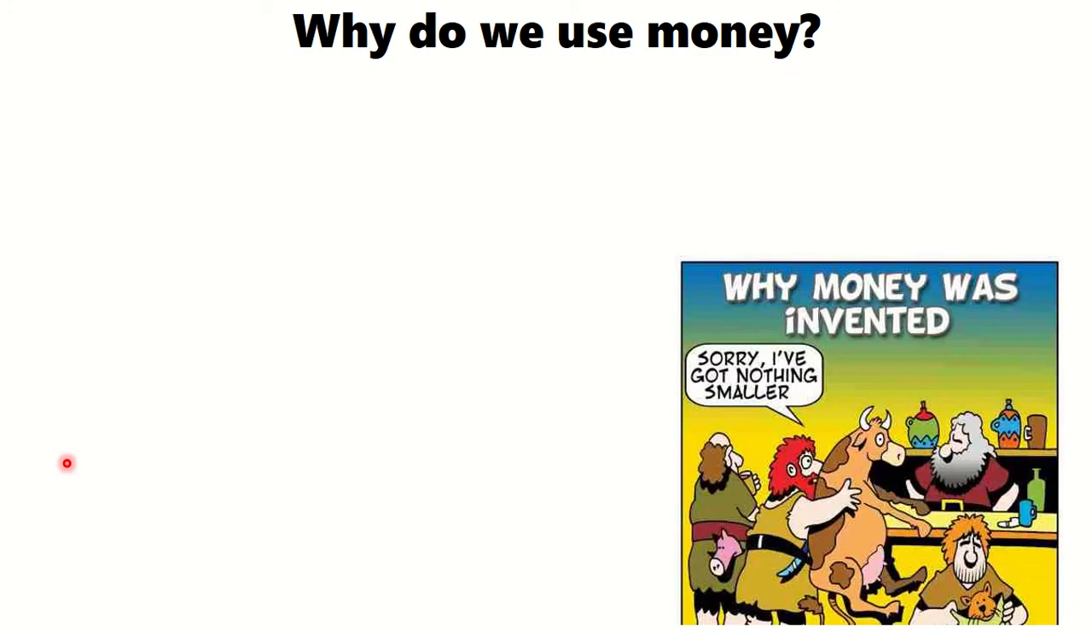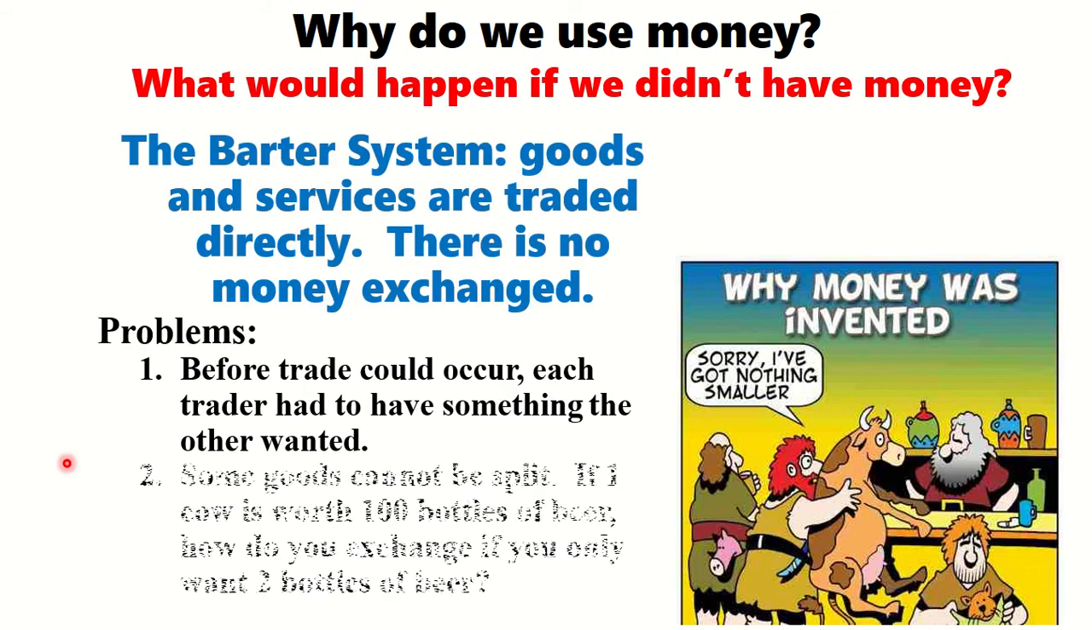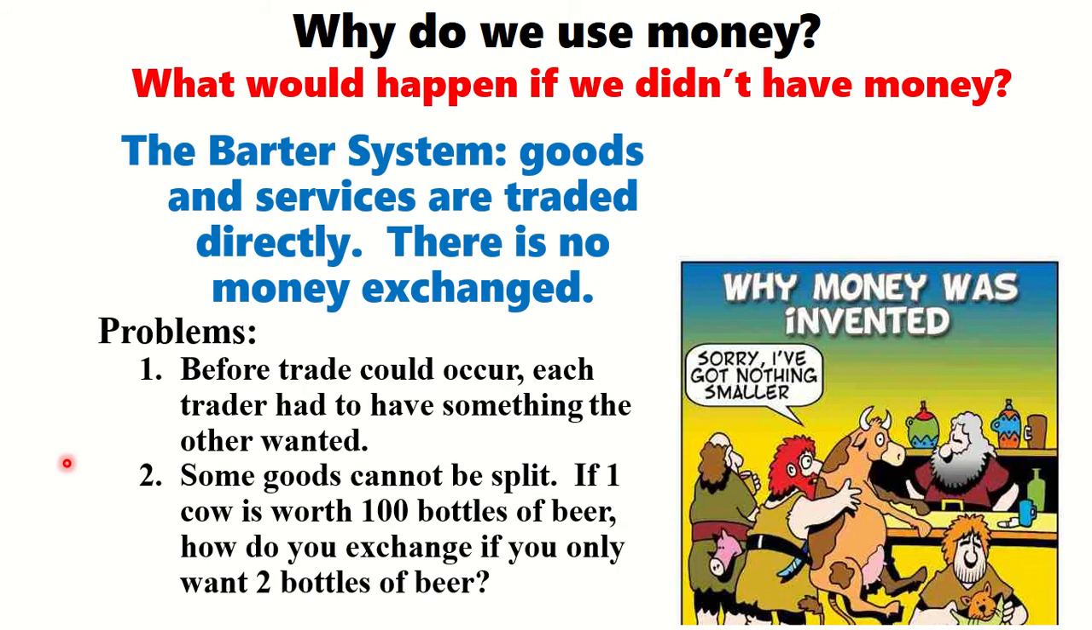Okay, so why do we use money? Real quick, we basically used a barter system before that. Goods and services are traded directly. There's no money exchanged. However, we found over time that the exchange of money makes for an easier transition, and we'll talk a little bit about those.